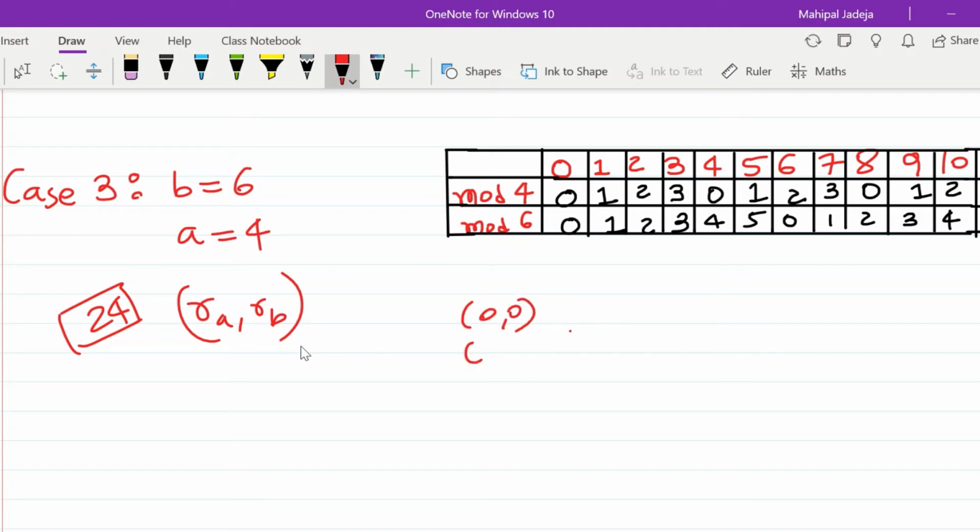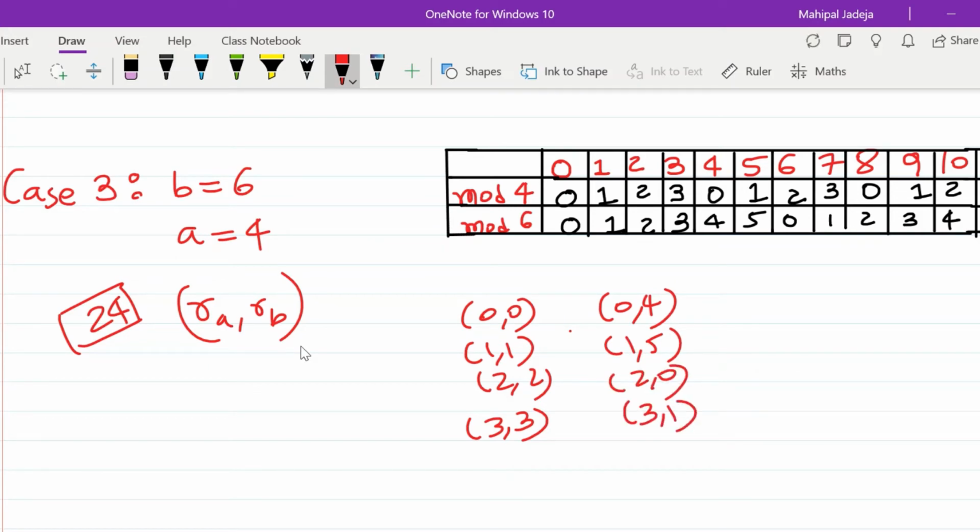So 0 0 is there, 1 1 is there, 2 2 is there, 3 3 is there, 0 4 is there, and then 1 5 is there, 2 0 is there, 3 1 is there, then 0 2, 1 3, 2 4, 3 5, and after this point the repetition will come, because the next number is 12, and 12 modulo 4 is 0, and 12 modulo 6 is also 0. So you can see 12 pairs are appearing out of these 24 pairs. 12 combinations are appearing.